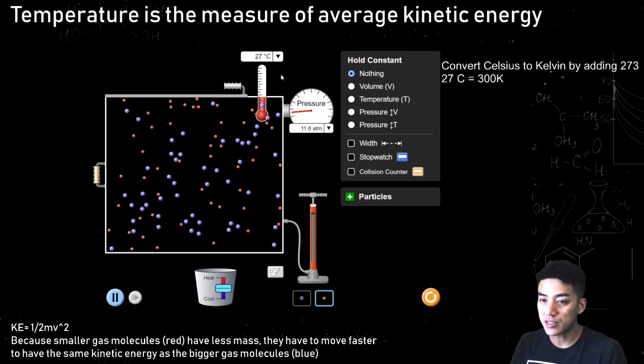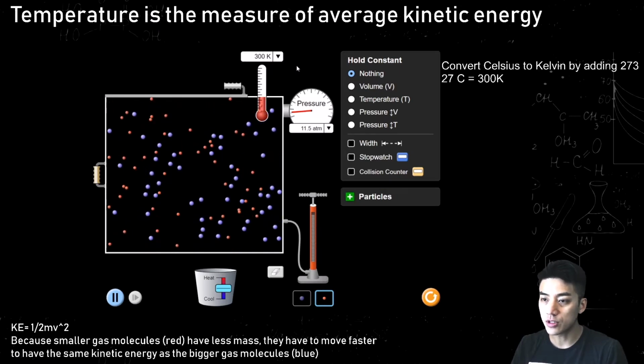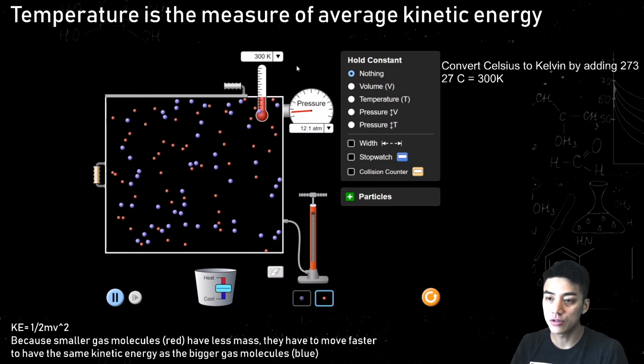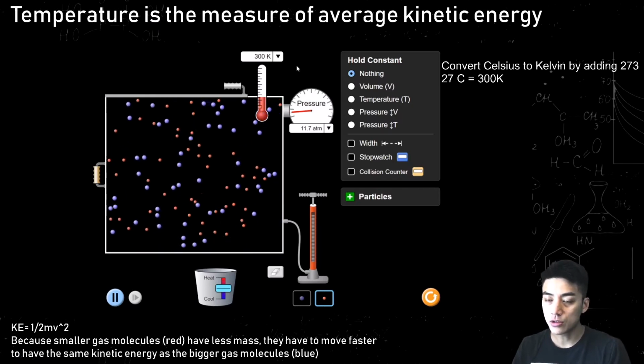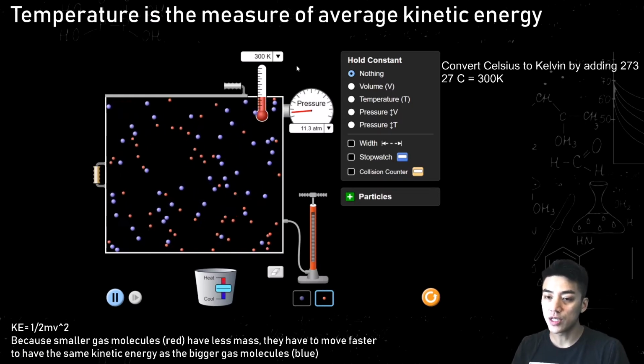Before we get into these gas laws, you do have to understand that we use a unit called Kelvin to measure temperatures. So if you want to go from Celsius to Kelvin, you would have to add 273 to that. So 300 Kelvin is really 27 degrees Celsius, which is slightly warmer than room temperature.